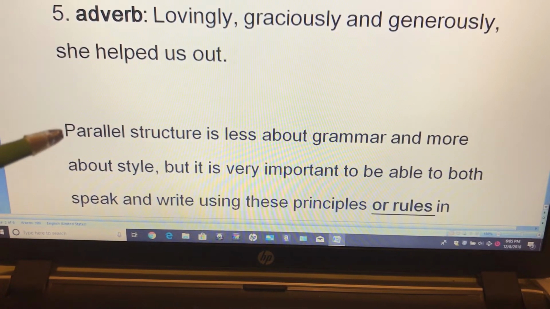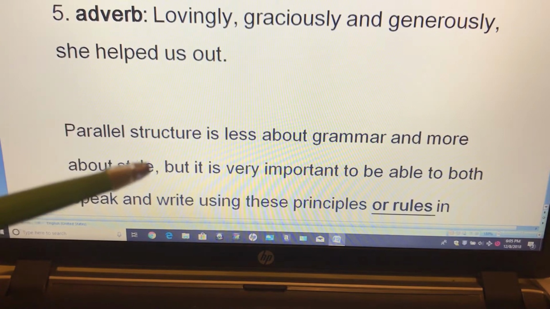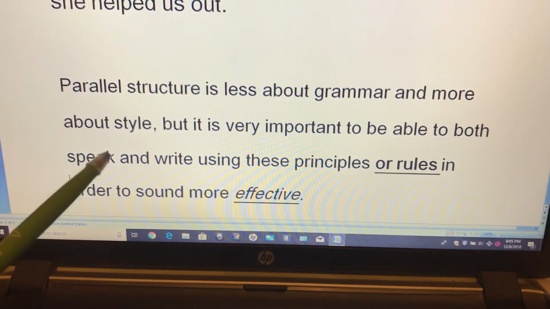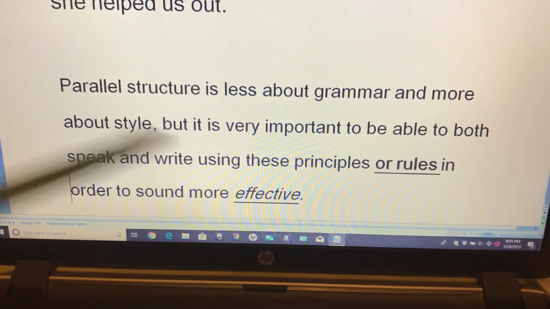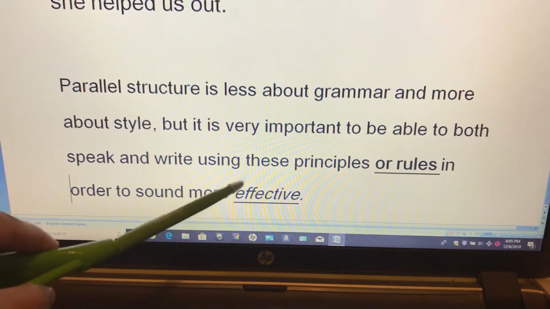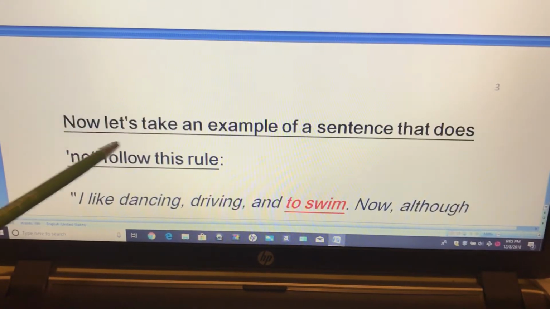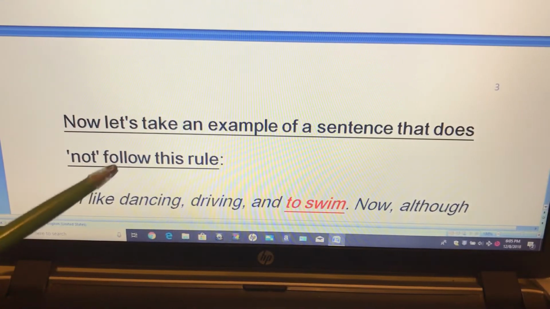So as I was saying, parallel structure is less about grammar and more about style, but it is very important to be able to both speak and write using these principles or rules in order to sound more effective. Okay? Now let's take an example of a sentence that does not follow this rule.